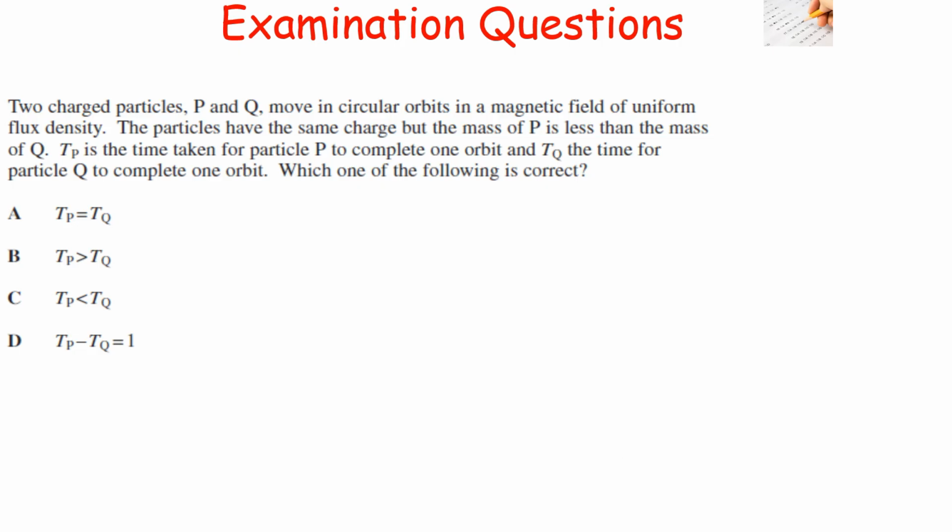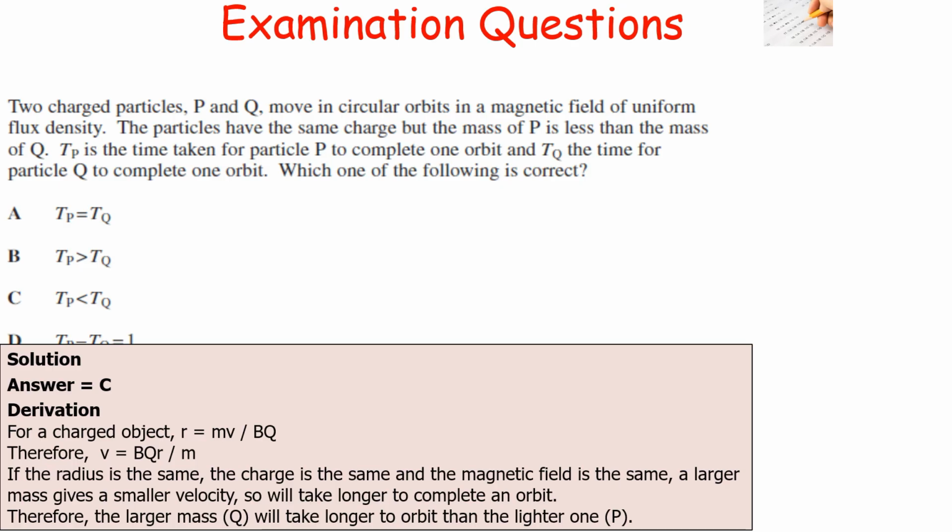Right, our answer here was going to be C, because once again, if we've got a circular orbit due to the magnetic field, we can say the magnetic force is equal to the centripetal force. So therefore we can rearrange that and say r is equal to mv over Bq. Rearrange it, make v the subject, and say v equals Bqr over m. So if the radius is the same, the charge is the same, and the magnetic field strength is the same, a larger mass will therefore give a smaller velocity, so will take a longer time to complete an orbit. So the particle with the larger mass, Q, will have a longer time to orbit than the lighter one, P.